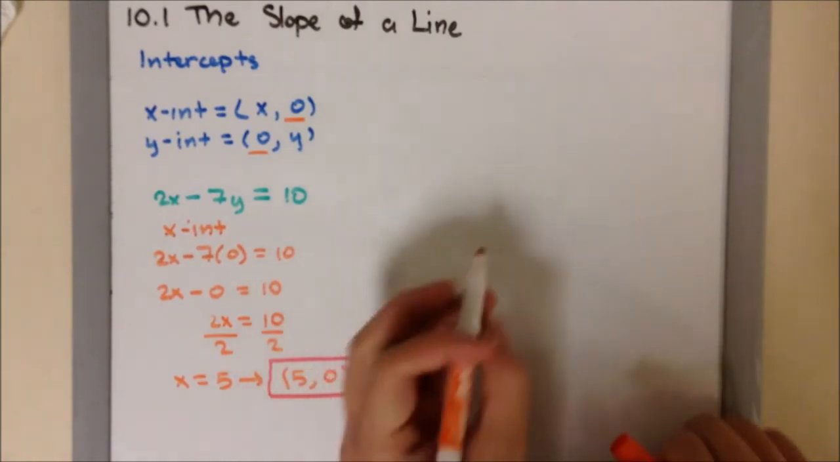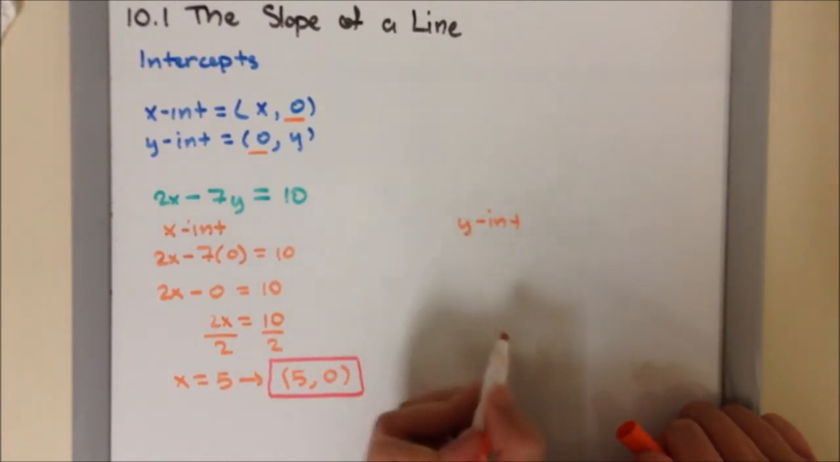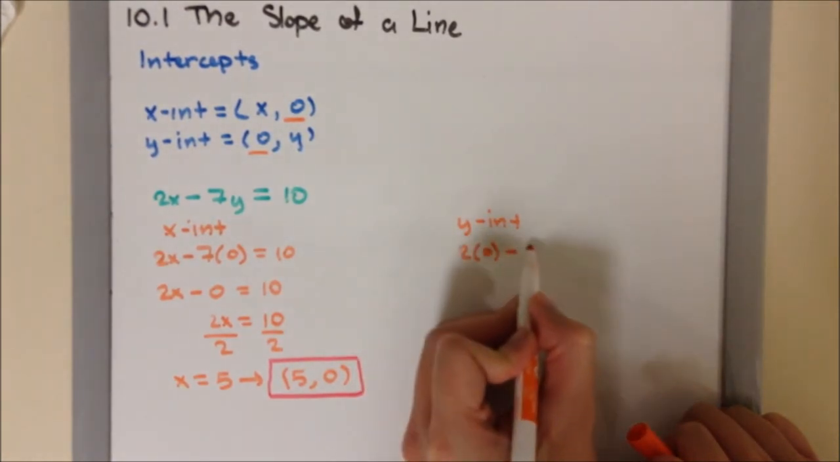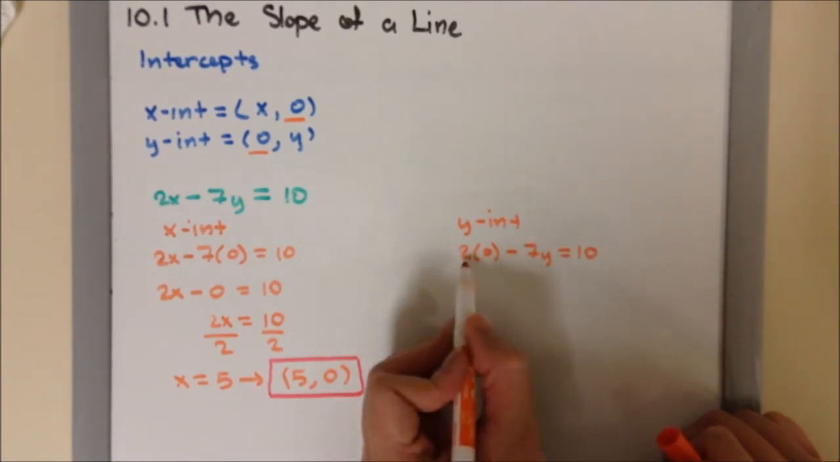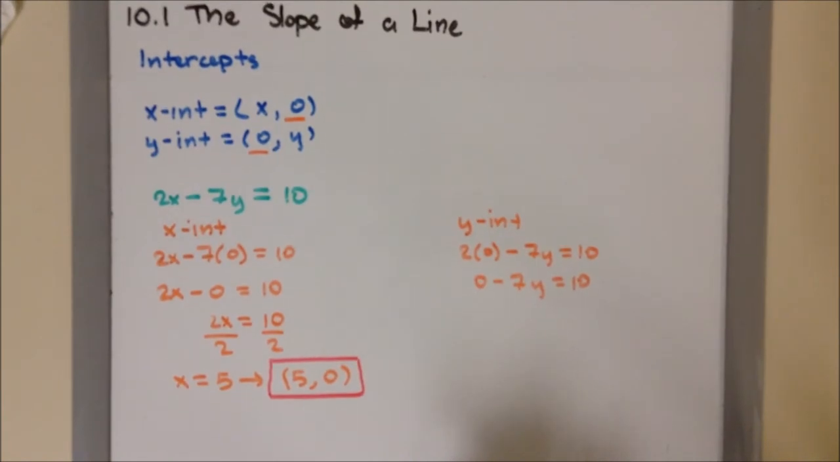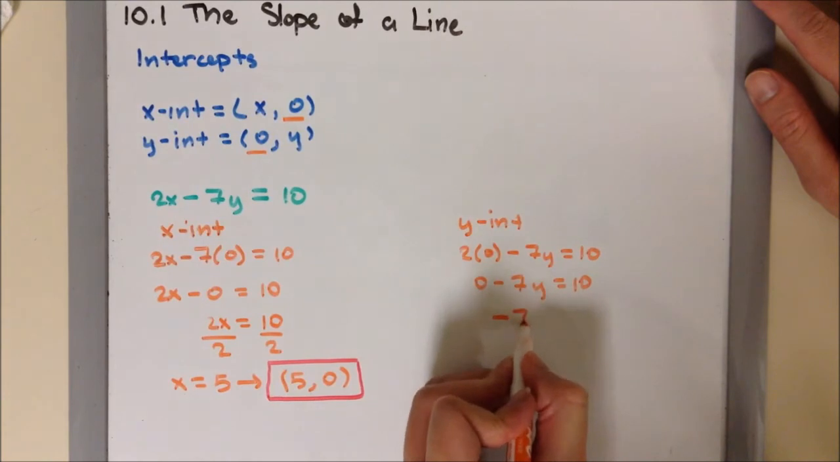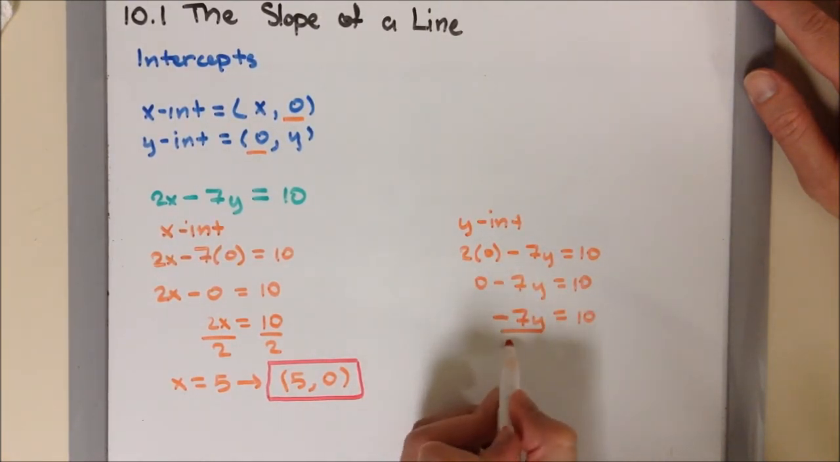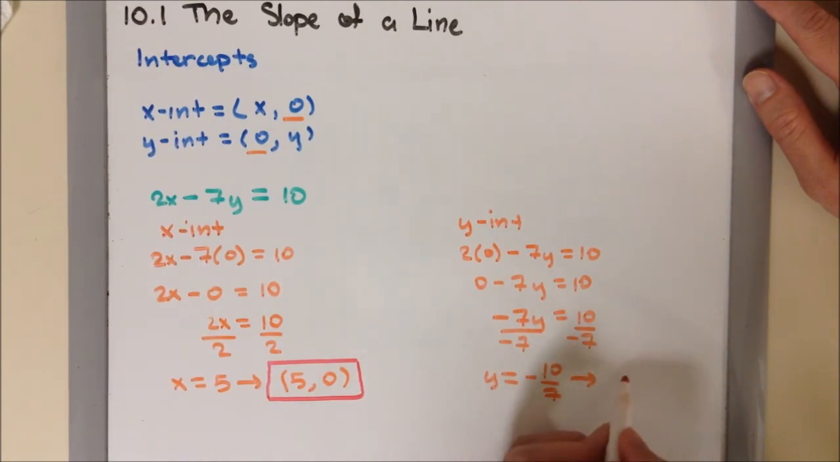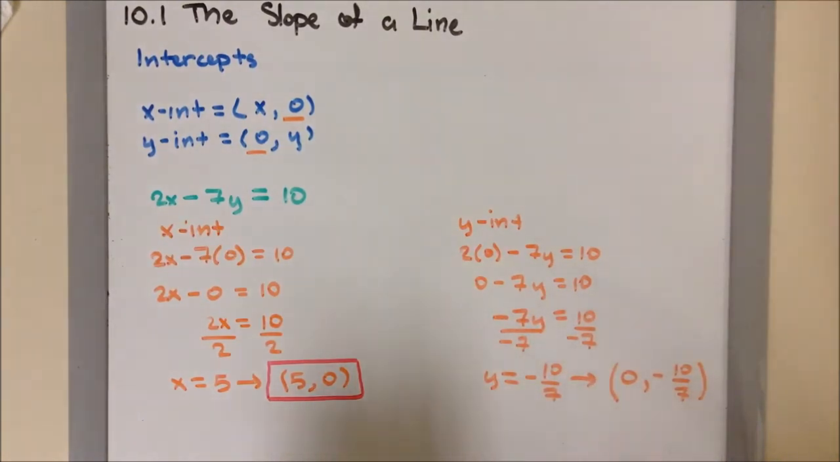Next, say I want to do the y-intercept. For the y-intercept we know that the x value is 0, so I'm going to plug in 0 for x. It's going to be 2 times 0 minus 7y equals 10. 2 times 0 is just 0, minus 7y equals 10. So 0 minus 7y is negative 7y, equal to 10. To solve for y, I'm dividing both sides by negative 7, because that's the number in front of y. So my y value would be negative 10 over 7. My coordinate for the y-intercept will be 0, negative 10 over 7. This is my answer for the y-intercept.